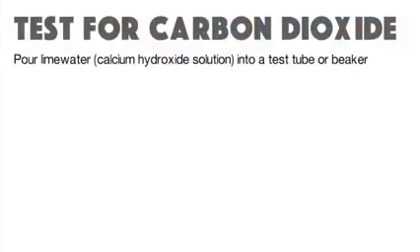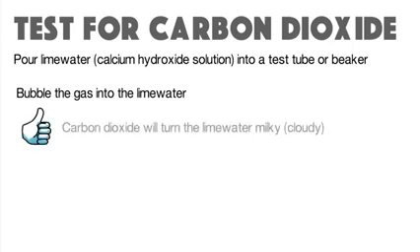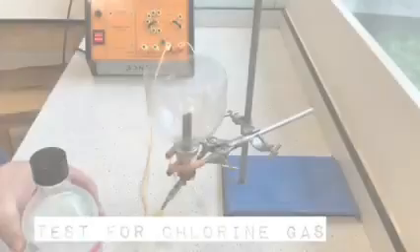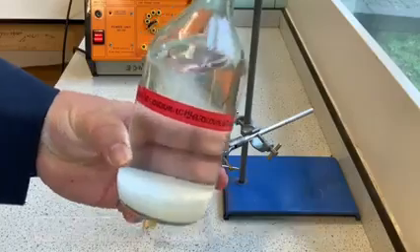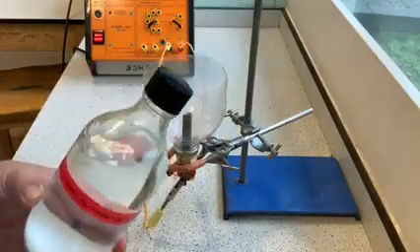So to summarise, we pour lime water into a test tube or beaker and we bubble the gas into the lime water. And the positive test for carbon dioxide is it will turn the lime water, which is colourless, into a milky cloudy colour. Here we now have the test for chlorine gas, and we're going to do some electrolysis.